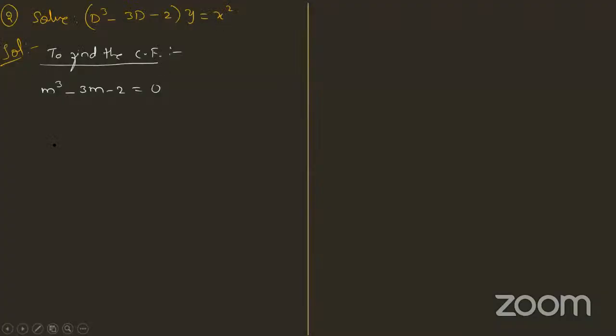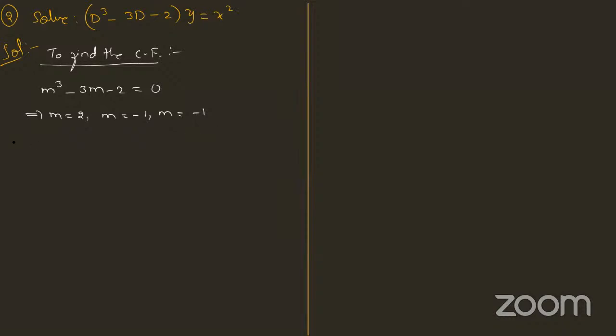Now see, if you solve this using a calculator, we can write it as m equals 2 and m equals minus 1, minus 1. Right? If you don't have a calculator, what can you do? You can directly substitute randomly and check your answers, or else you can use the synthetic division method, whatever you feel convenient. So these are the roots, and minus 1 is a repeated root here.